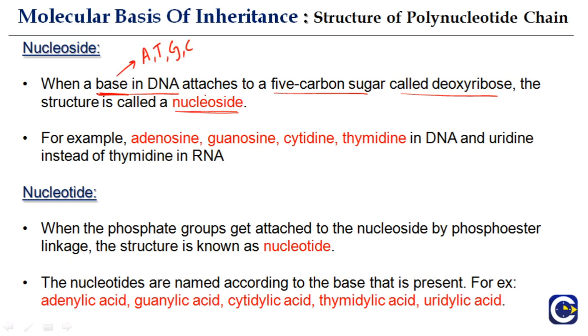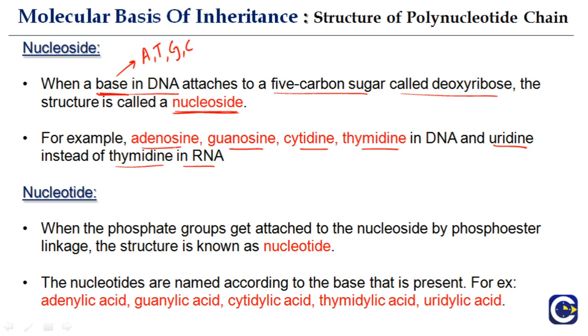Okay. So when a base in DNA attaches to a 5-carbon sugar called deoxyribose, the structure is called a nucleoside. For example, adenosine, guanosine, cytidine, thymidine in DNA and uridine instead of thymidine in RNA. Okay, so this is the nucleoside name. When it is just the nitrogenous base, it is called adenine. But when this base is attached to a 5-carbon sugar called deoxyribose, it is called adenosine.